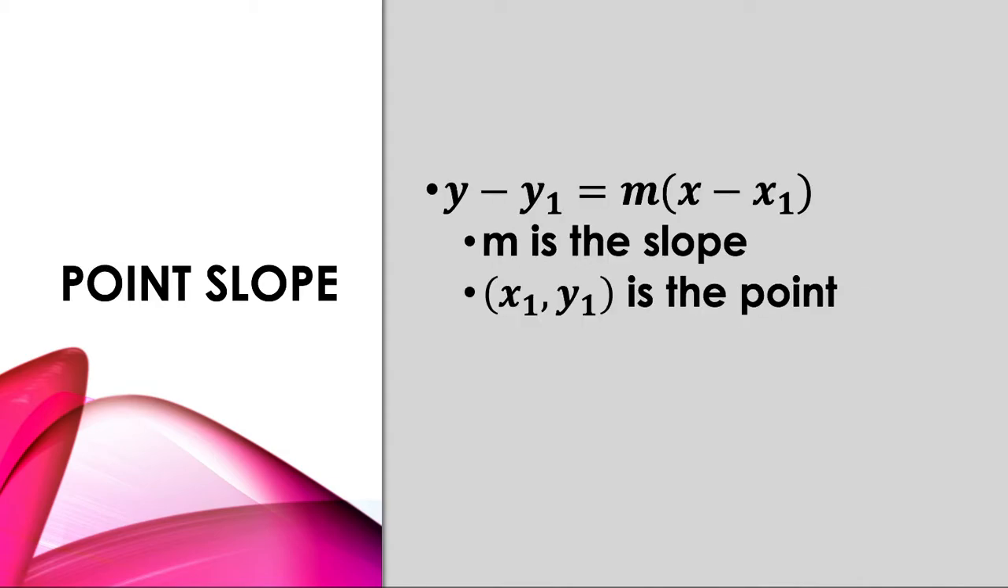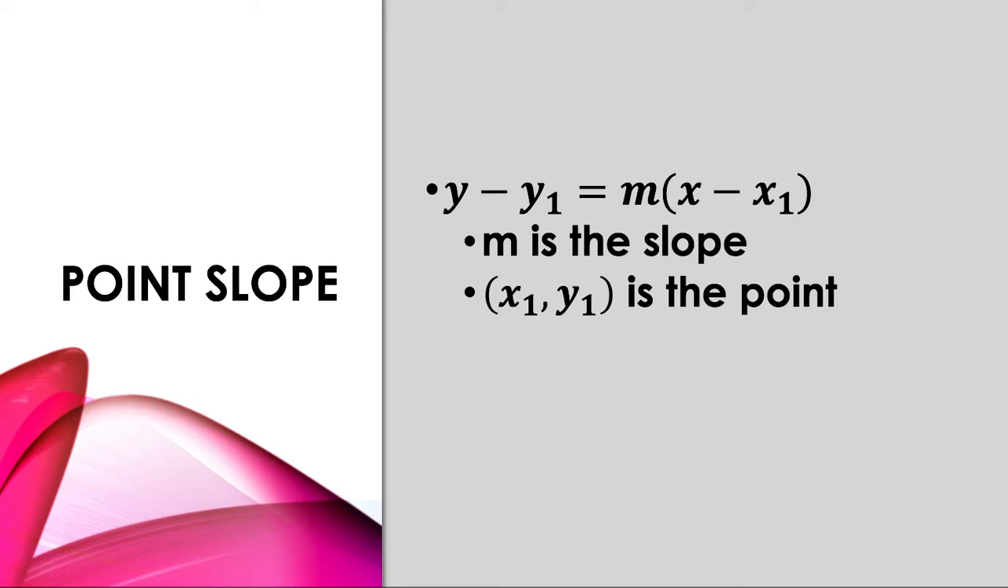We also have a formula called point-slope form. This is the equation y minus y1 equals m times x minus x1, where m is the slope and x1, y1 is the point. If you're going to use point-slope, you need to have the slope and also know a particular point.